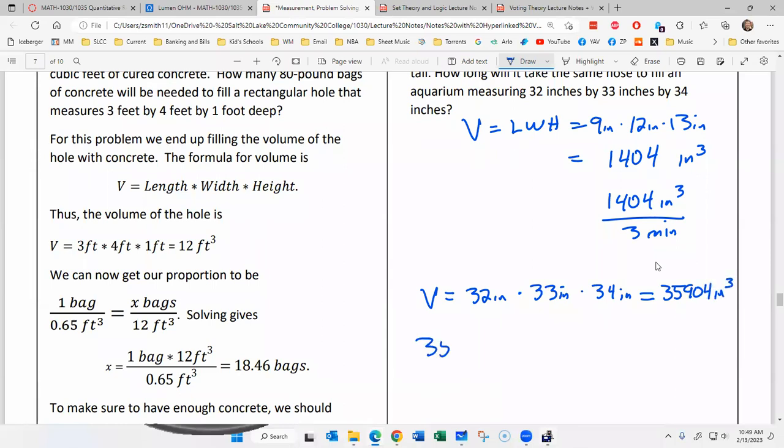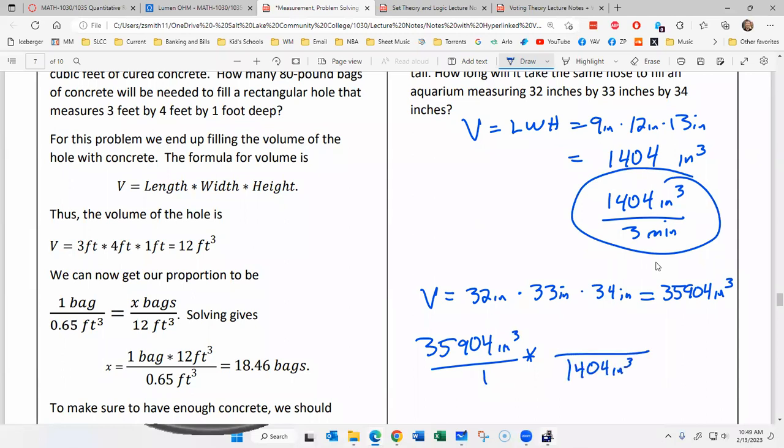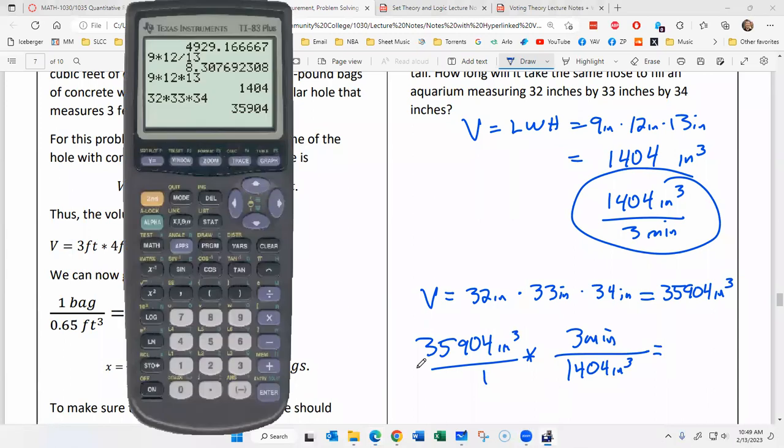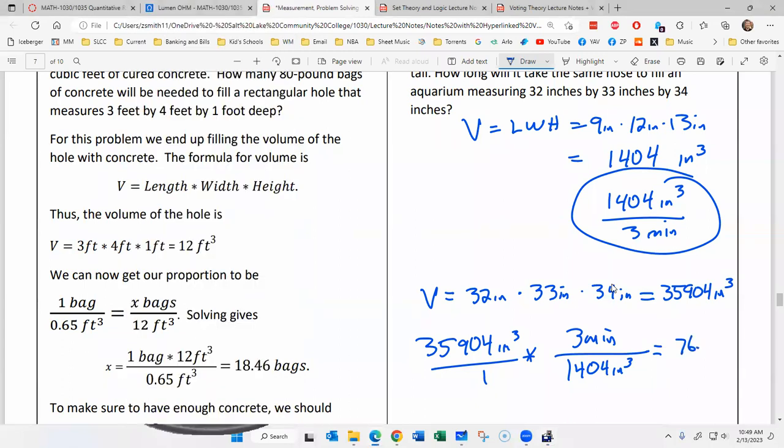So that volume, we could do, let's see, cubic inches on top. So we need our conversion here. We need to do the reciprocal. We need cubic inches on bottom to use it. 76.72 minutes. Approximately.